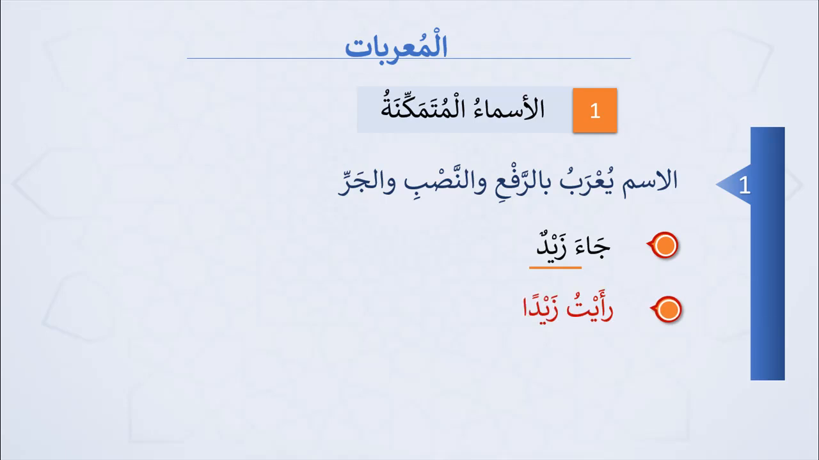Another is ra'aytu zaydan. The dhammatan on zayd changes into fathatan, therefore it's becoming inflected. We say marartu bi zaydin, I passed by zayd. The fathatan also changes into kasratan. That is a full inflection. You can see from dhamma to fatha and from fatha to kasra.